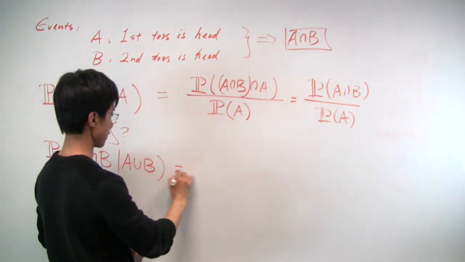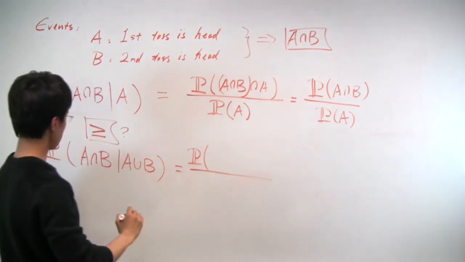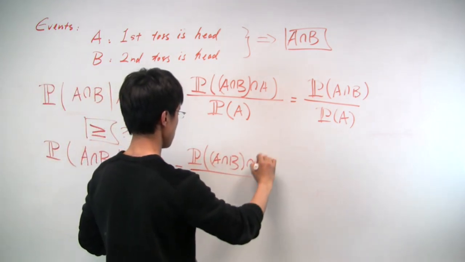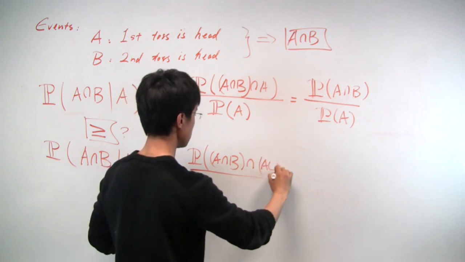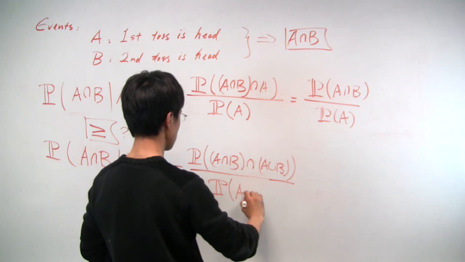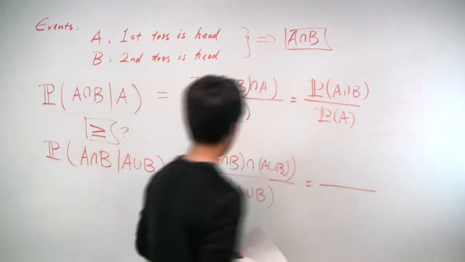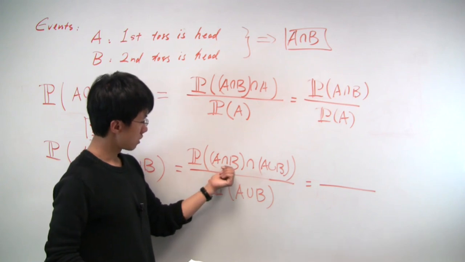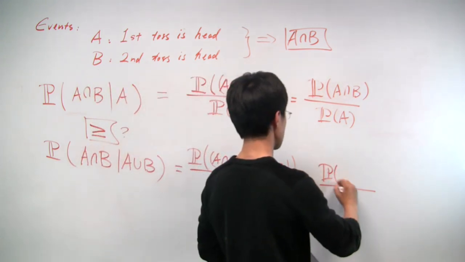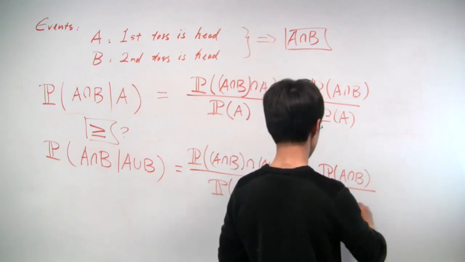Let's do the same thing for the second quantity. On the top we have the probability of A and B intersection the event A union B, and on the bottom, the probability of the event A union B. Again, the event A and B is a subset of the event A union B. So the top will be A and B, and the bottom A union B.